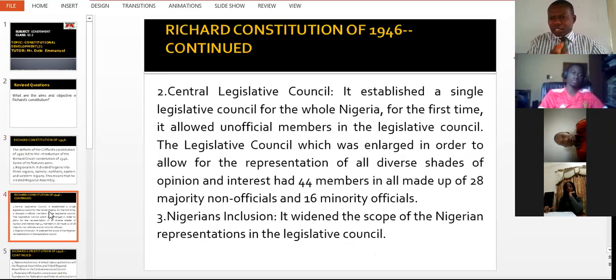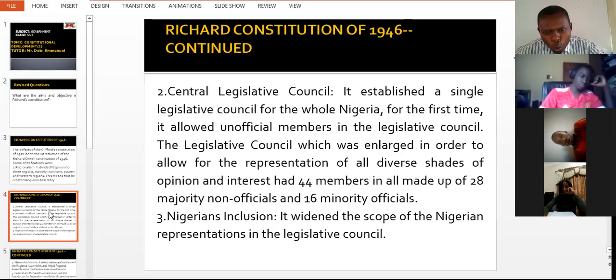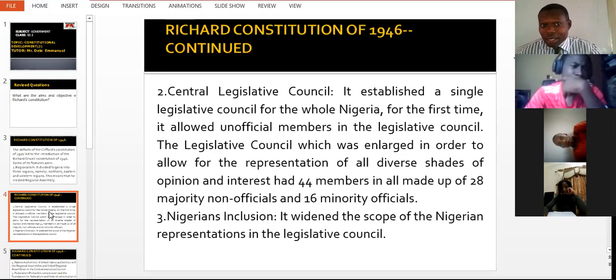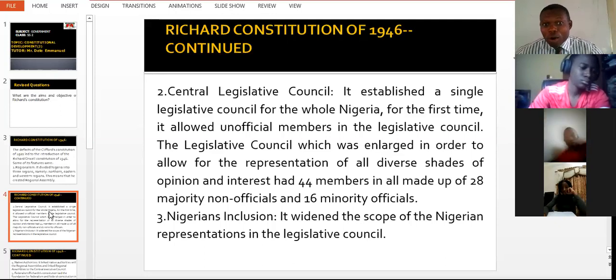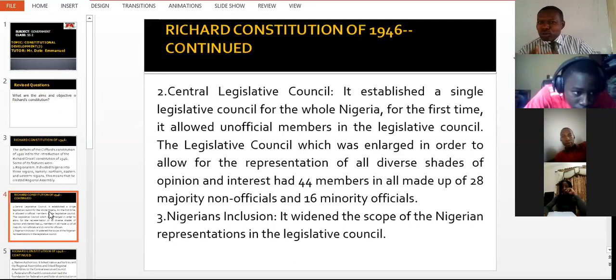Now, you can see on the slide, look at it well. The second one is the Central Legislative Council. It established a single legislative council for the whole of Nigeria. For the first time, it allowed unofficial members in the legislative council. The council, which was enlarged in order to allow for the representation of all diverse shades of opinion and interest, had 44 members. Do you take note of something here?